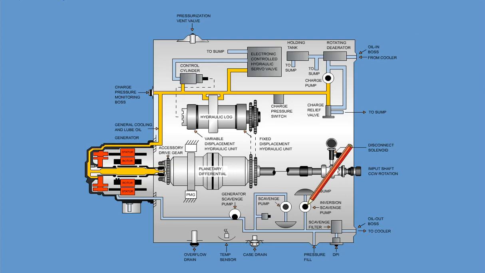The inversion scavenge pump acts as a sump pump during negative G operation to ensure continuous flow to the oil cooler and to supply the charge pump.